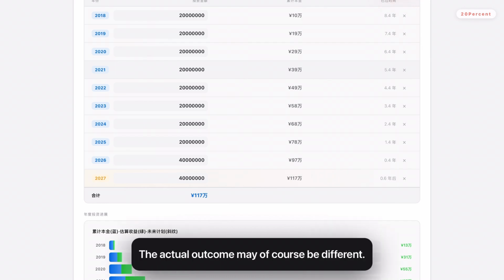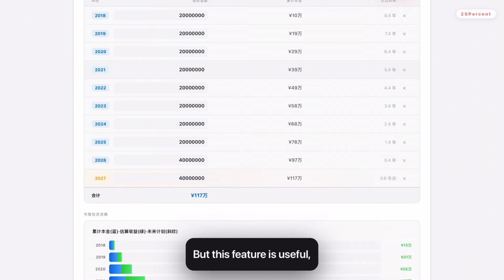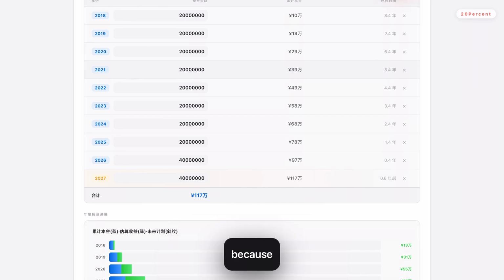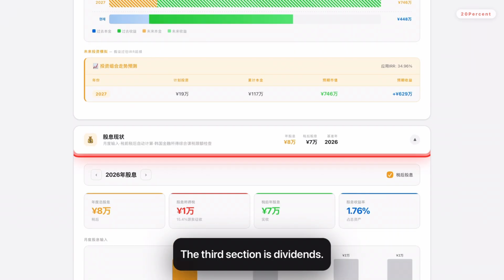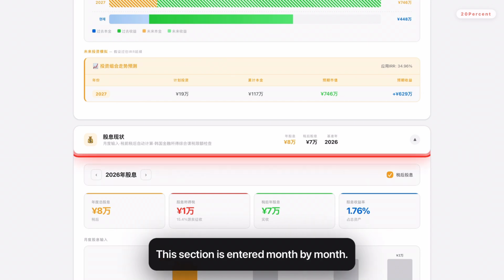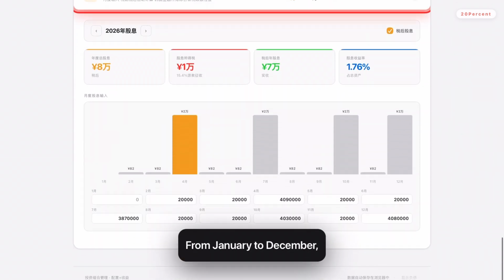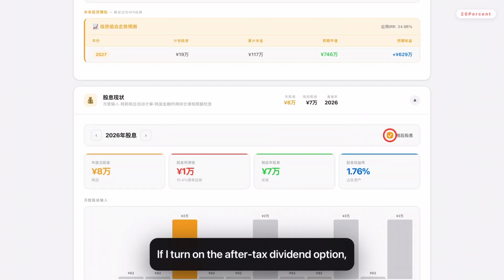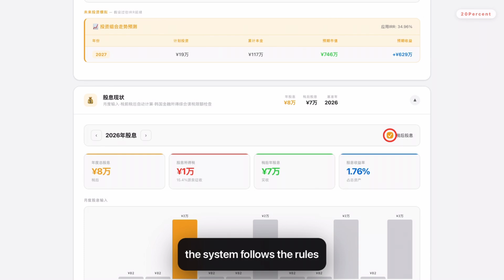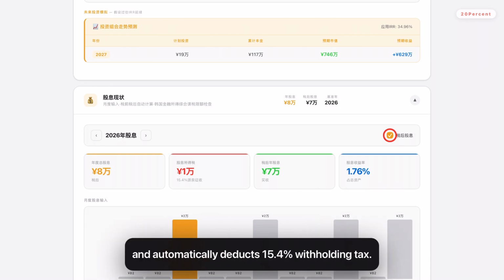The actual outcome may of course be different, but this feature is useful because it directly visualizes the effect of continuing to invest. The third section is dividends. This section is entered month by month. From January to December, I enter the dividend income received in each month.